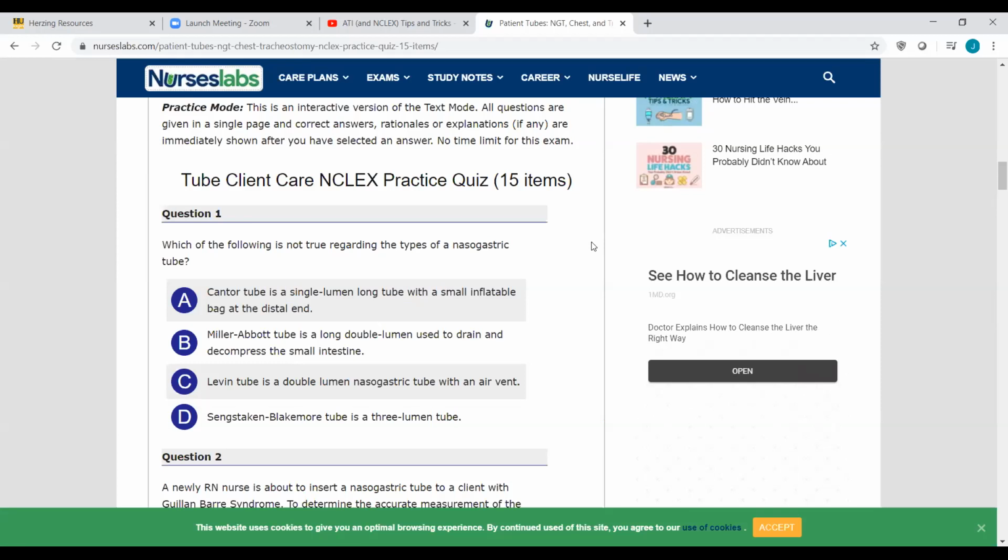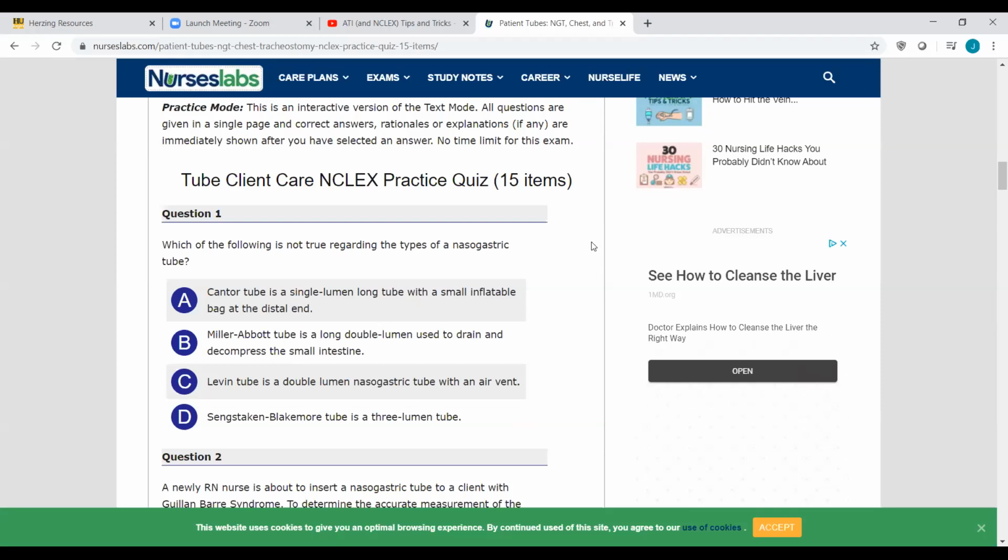The Levin tube is another type of tube that we know. It has one lumen to it. So look at what this says: Levin tube is a double lumen nasogastric tube with an air vent. Well, that's not right. And then the Sengstaken-Blakemore tube, that's another tube that you would put in if someone had a GI bleed. Like if they had esophageal varices that were bleeding, you could put that in and inflate it, and it puts pressure on those esophageal varices to get them to quit bleeding.